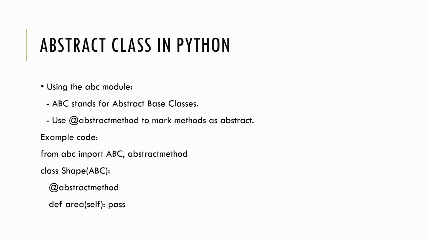In Python, we use the ABC module to define abstract classes. The ABC class is the base for all abstract classes, and we use the @abstractmethod decorator to mark methods as abstract. This ensures that any subclass will provide its own implementation of these methods.